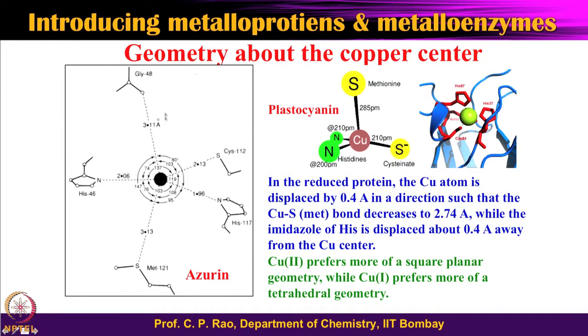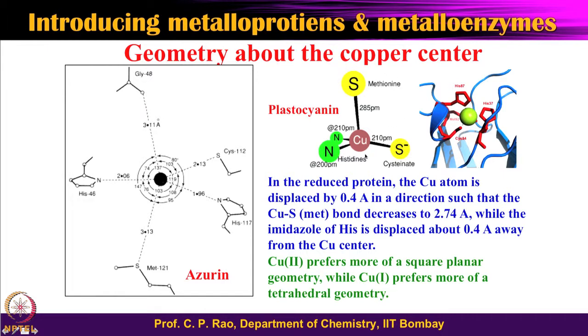If you look closely at one of the copper 1 sites, a type 1 case, this is azurin, a trigonal bipyramidal kind of geometry that is highly distorted. And you can look at plastocyanin. You see this copper to sulfur thiolate bond is 2.85, 285 picometer, which is 2.85 angstrom, very far away, but it forms a coordination. Why nature has chosen such a distortion is something one needs to look at. Yes, we will look at that now.